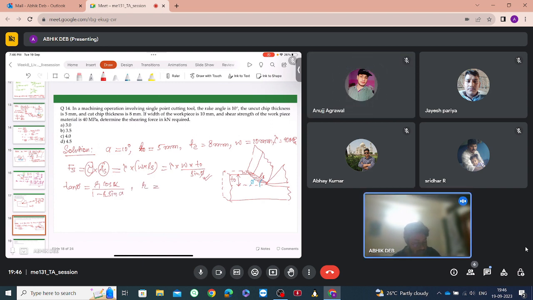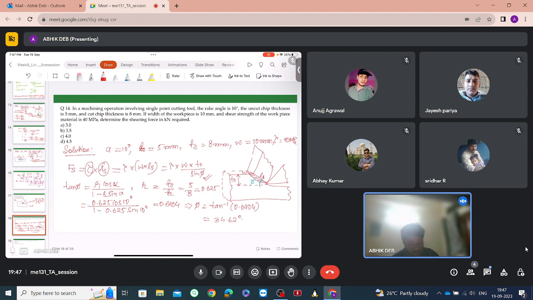What is R? R is the chip thickness ratio, T naught by Tc. So 5 by 8, which is equal to 0.625. Put in the values: 0.625 cos of 10 degree by 1 minus 0.625 sine of 10 degree. This value comes out to be 0.6904. So phi is equal to tan inverse of 0.6904, that is 34.62 degree. So phi is known.